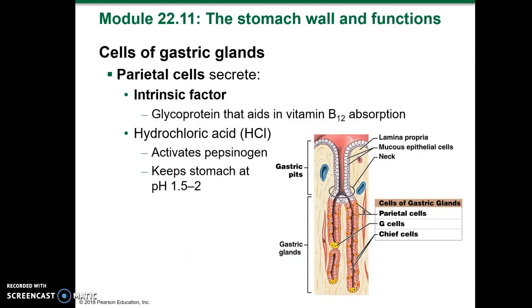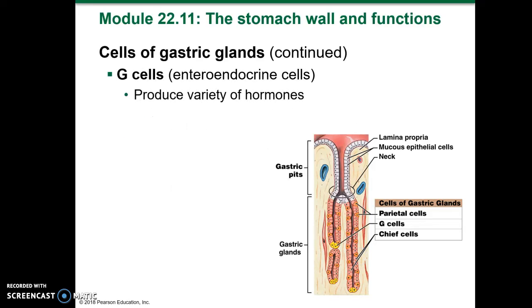The cells of the gastric glands include the parietal cells that secrete intrinsic factor, which we mentioned earlier. It's a glycoprotein that helps in vitamin B12 absorption. We also have hydrochloric acid that is secreted by the parietal cells that activates pepsinogen, and it keeps the stomach at a pH of 1.5 to 2. Extremely acidic.